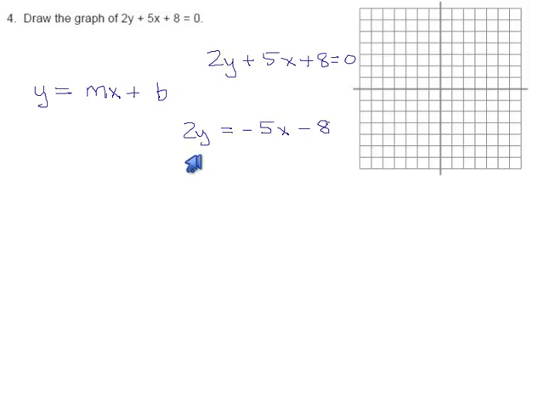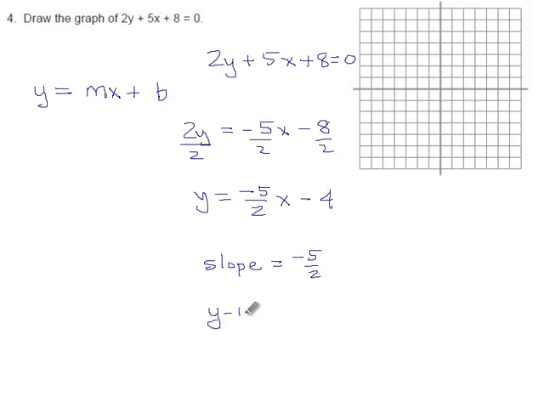Next, if I want y to be isolated, we have to get rid of this multiplication by 2. So if we divide the whole works by 2, we get y equals minus 5 over 2 x minus 4. That is slope-intercept form. And this is exactly what we need if we're going to sketch this line, because this tells us the slope is minus 5 over 2. We'll need that in a moment. And it tells us that the y-intercept is minus 4. And that takes all the difficulty out of this question. We've done practice like this before.